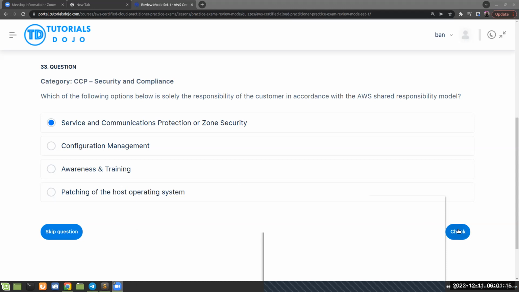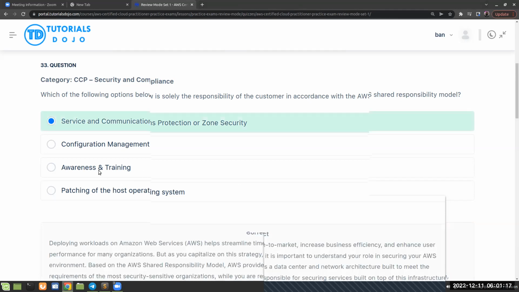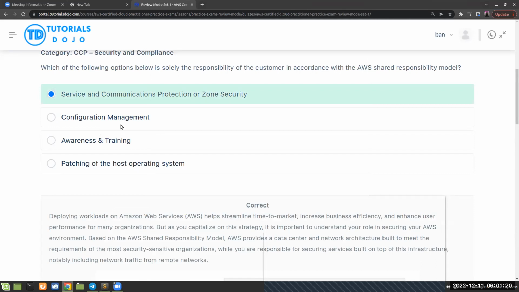So configuration management is done by both, and the reason is AWS will be able to configure the infrastructure and patch the host operating system, but when it comes to configuration management, the customer has to configure their EC2s as well as patch the underlying operating system. So configuration management is done by both.